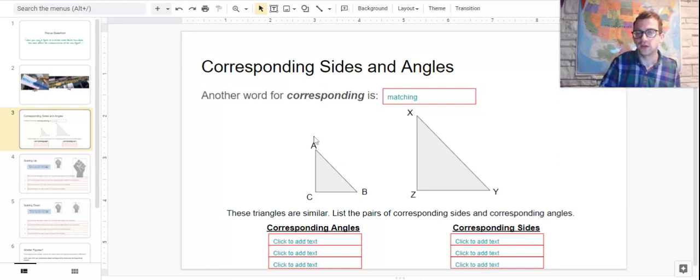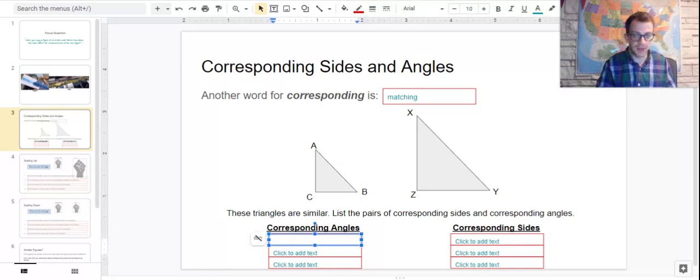So if we look over here at angle A, this is angle A right here. And if we want to find out which angle in the larger triangle corresponds, then we are going to think about, okay, this angle matches with which of these angles over here. Well, looking at it, this angle looks like it's the same as angle X up here. So we can say that angle A and angle X correspond to each other.